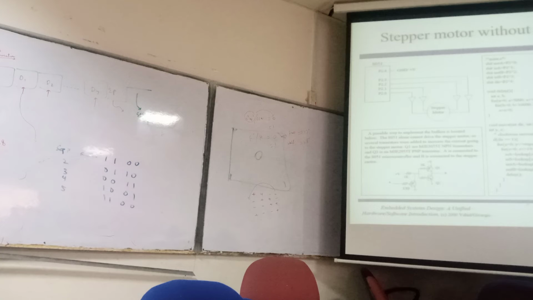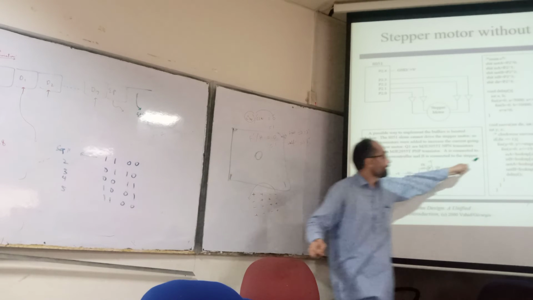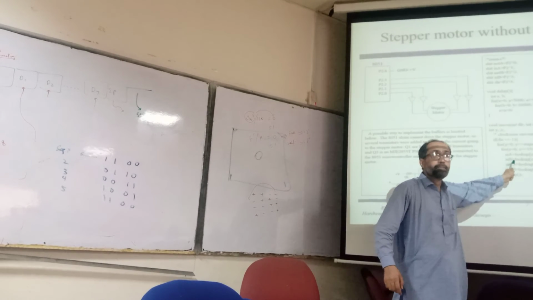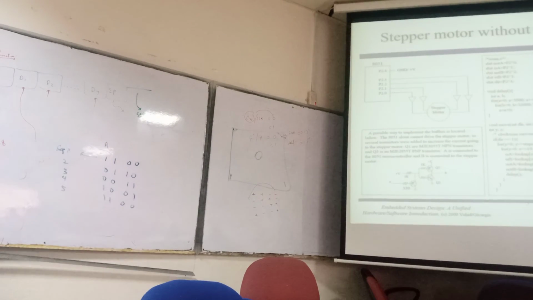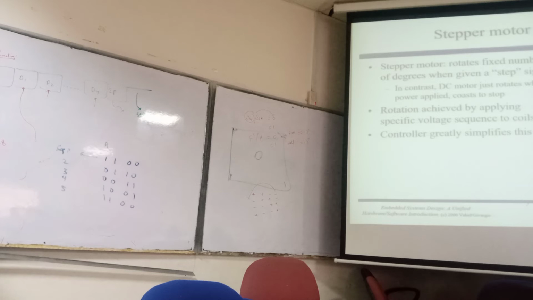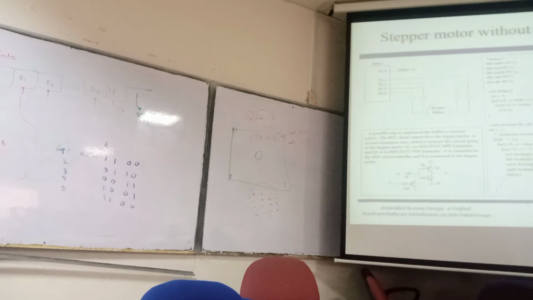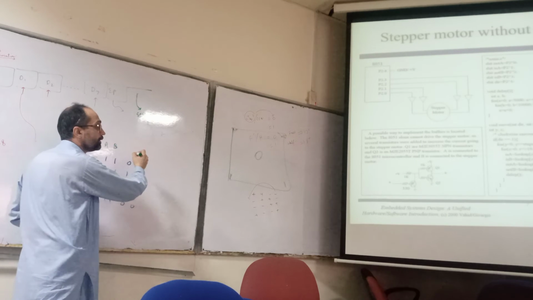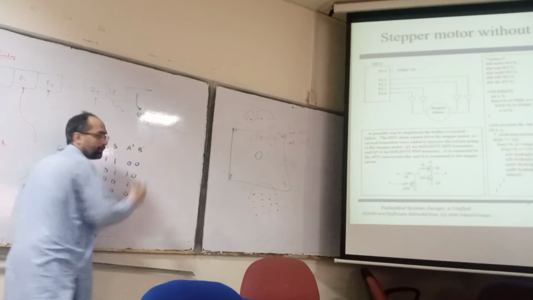Now there are bits: one is A bar, B bar. So A is actually A, and B is actually B. This is A. If you look at the sequence before: A, B, then A bar and then B bar.